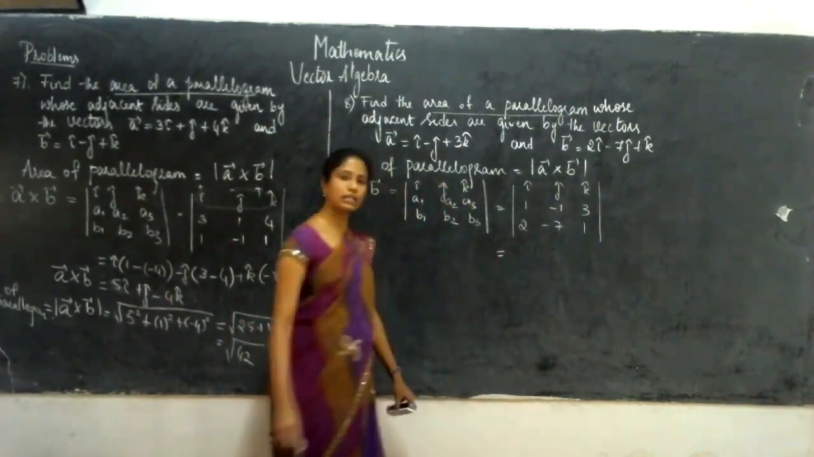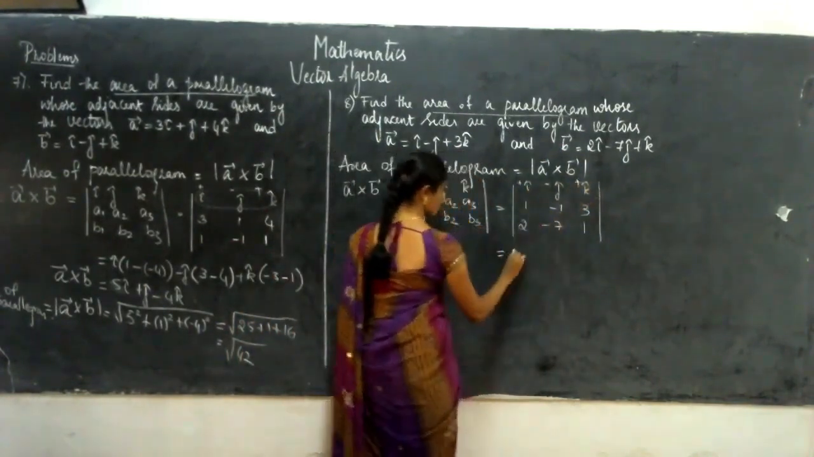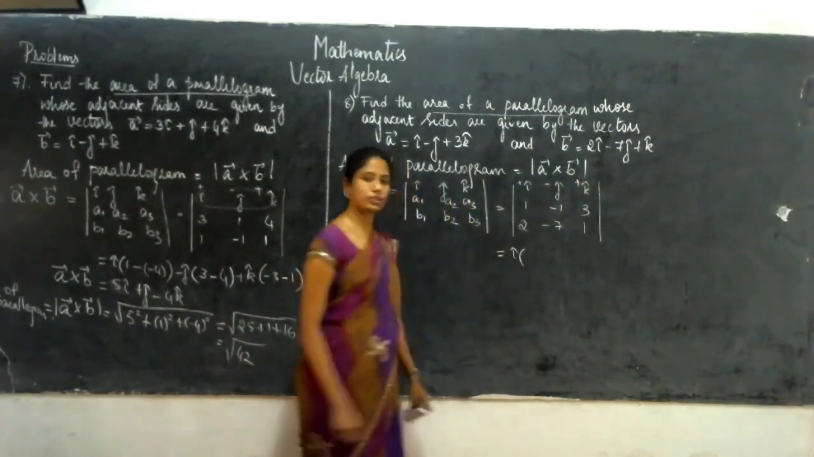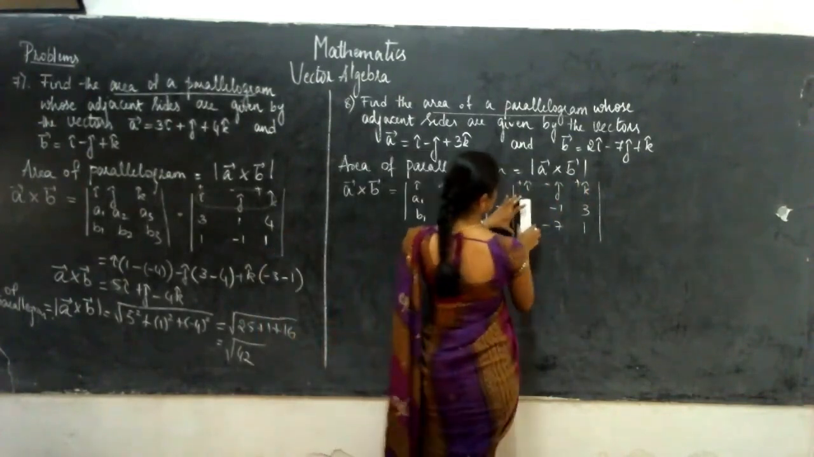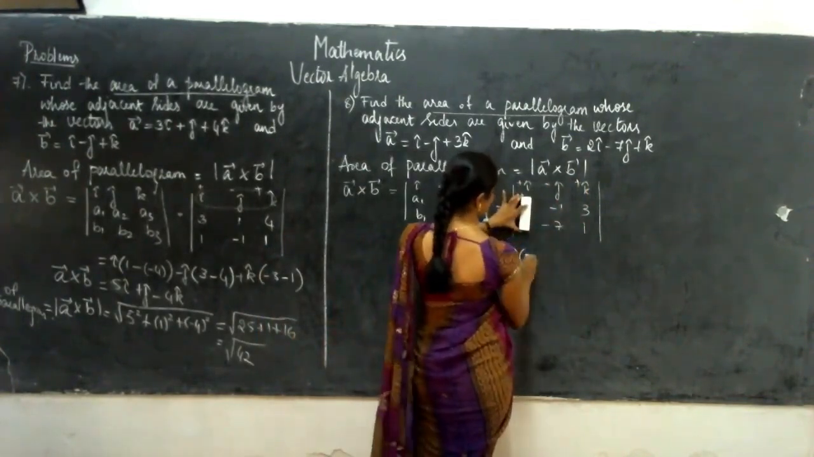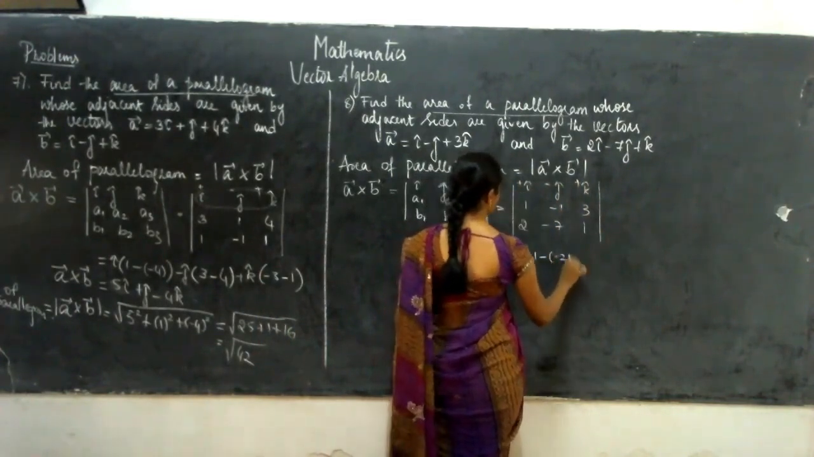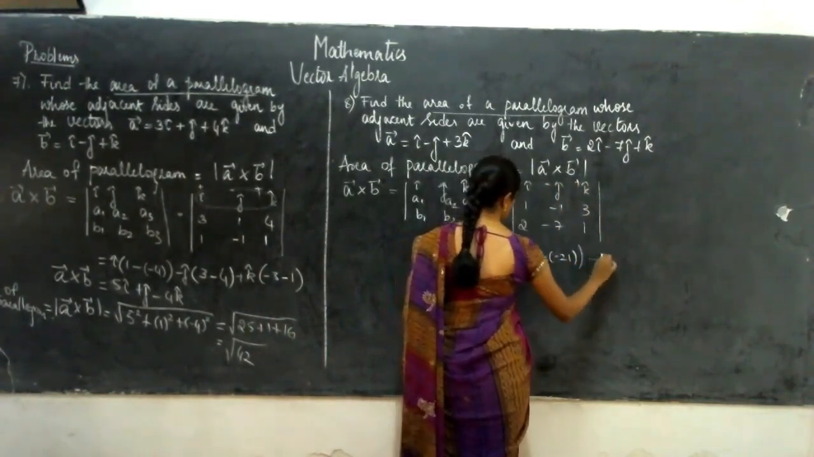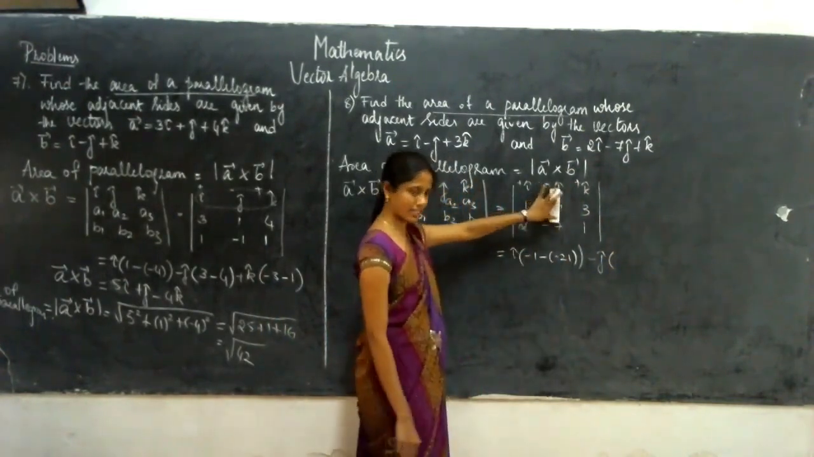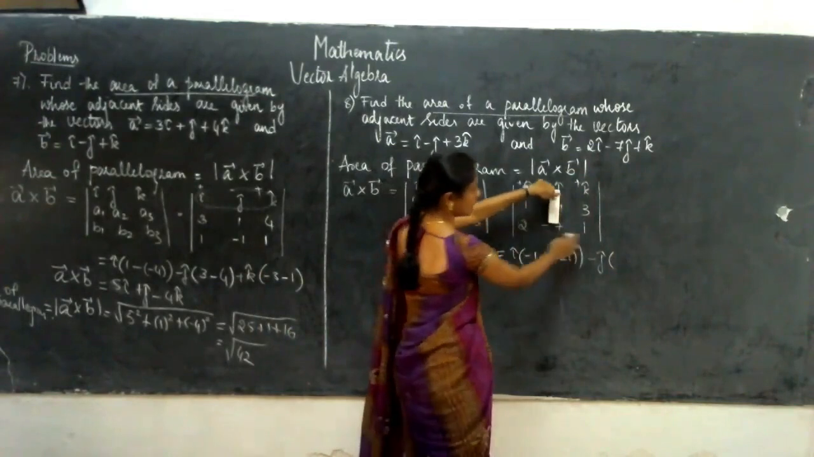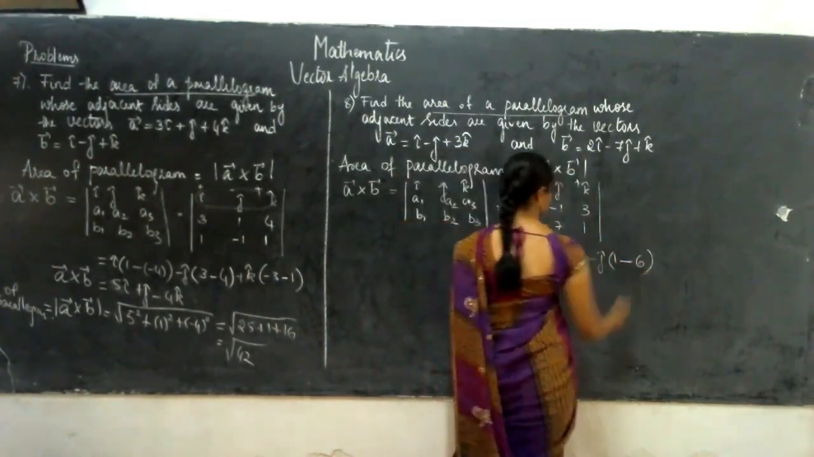Simplifying this, it is plus, minus, plus. So plus I cap into, what you should do? Neglecting the first row and first column. This will give you minus 1 into 1, it is minus 1, minus minus 7 into 3, it is minus 21. Next, minus J cap into, neglecting the first row and the second column. So you have 1 into 1, it is 1, minus 2 into 3, it is 6.